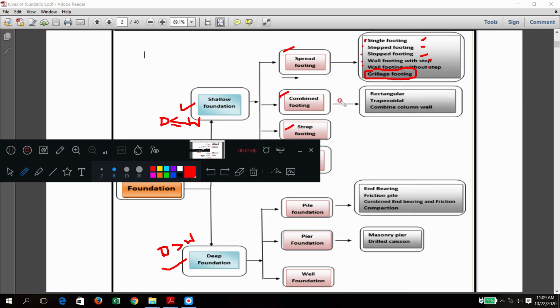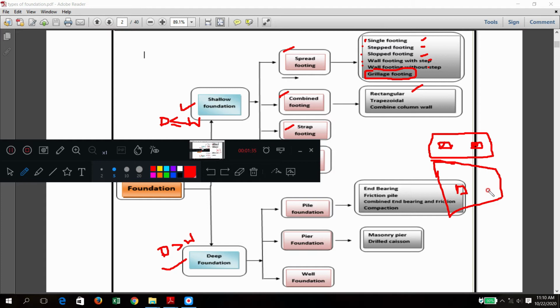Now in the combined footing also, depending upon its geometry, we have rectangular and trapezoidal, like this. This is a plan of the foundation. It is not a cross section or elevation. When you see from the top, the plan of the foundation appears like this. These hatched portions are columns.